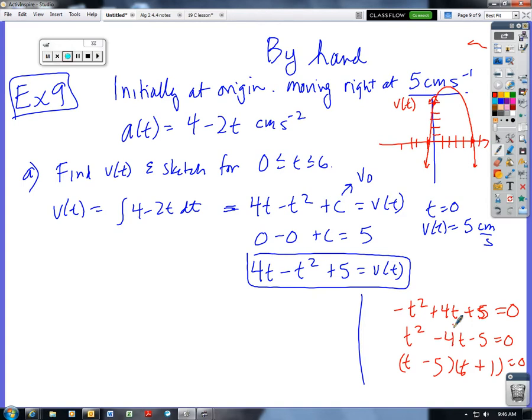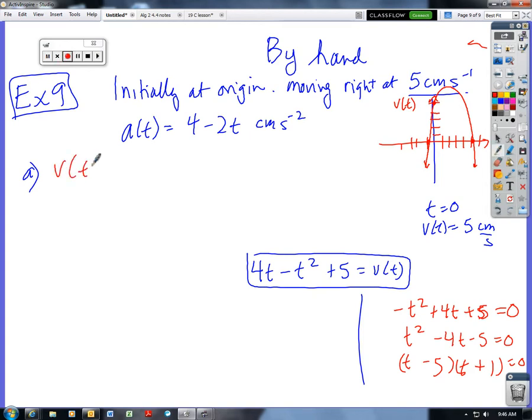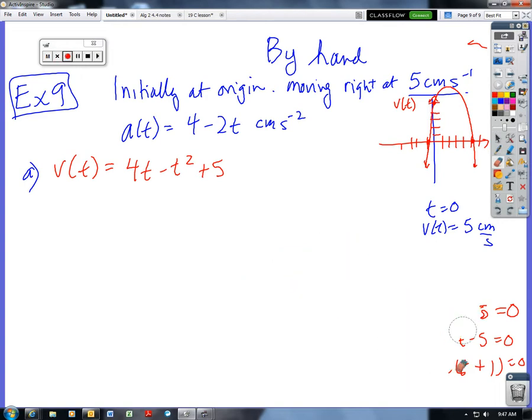Letter B, there are two parts. I am going to rewrite the velocity here so I have it. I'll get rid of all this other stuff. Okay, and I can get rid of a bunch of this stuff. And then I've got my graph, and that's great. Okay, cool. B.